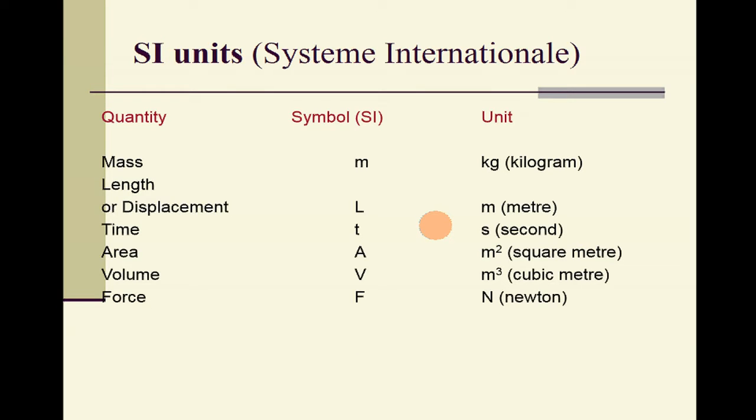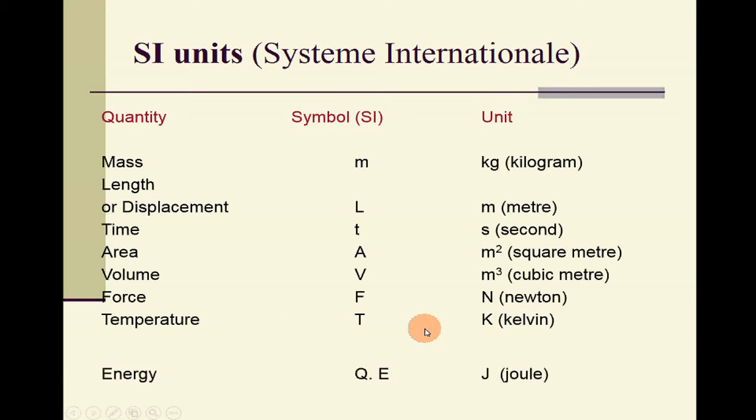Force is represented by F and its unit is Newton. Temperature is denoted by the letter T and is represented by the unit Kelvin. Here we need to remember that temperature has some other units as well, like centigrade or Fahrenheit. But we need to remember that in System International Units, temperature has its unit of Kelvin.